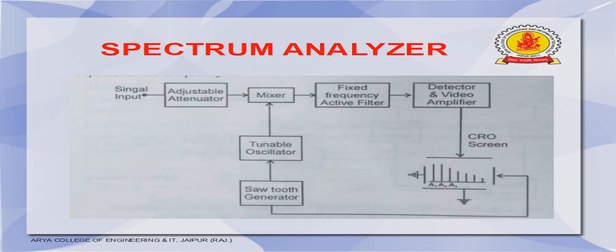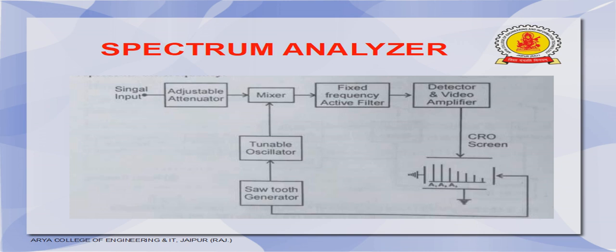Here is a block diagram of the spectrum analyzer. Actually, it is a superheterodyne spectrum analyzer. The spectrum analyzer used for analyzing signals in the RF range is called a superheterodyne spectrum analyzer. In this diagram we can see various blocks like the adjustable attenuator, which is used to bring the signal into range if the amplitude is large.